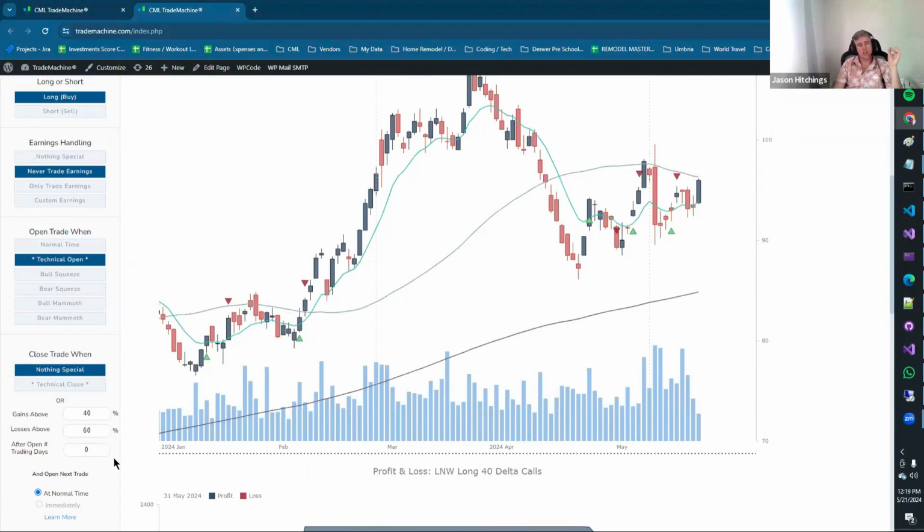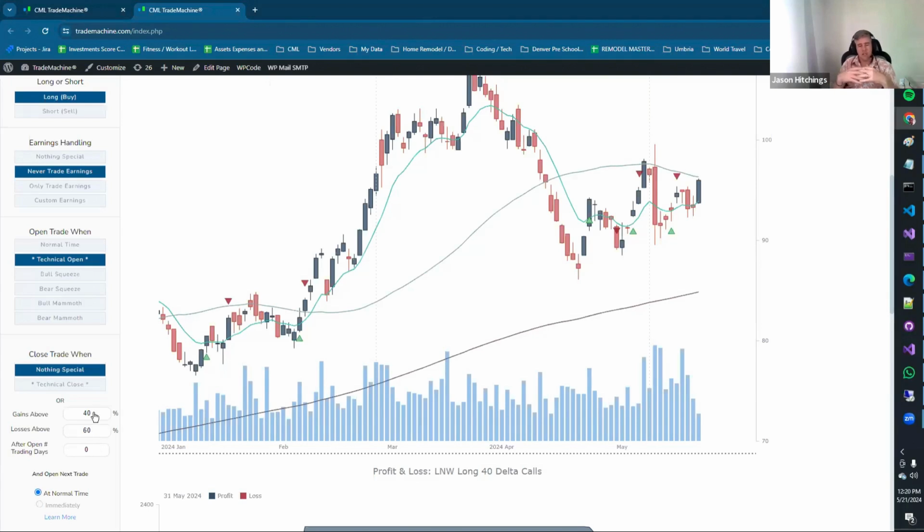The only closing conditions, the way we've set up the strategy from the testing we've done, is that you exit if you've made 40% on the strategy, and you also exit if you lose 60%. People ask why we ended up with these numbers. Well, we tested a lot of different variations, and we found those to be the most profitable.